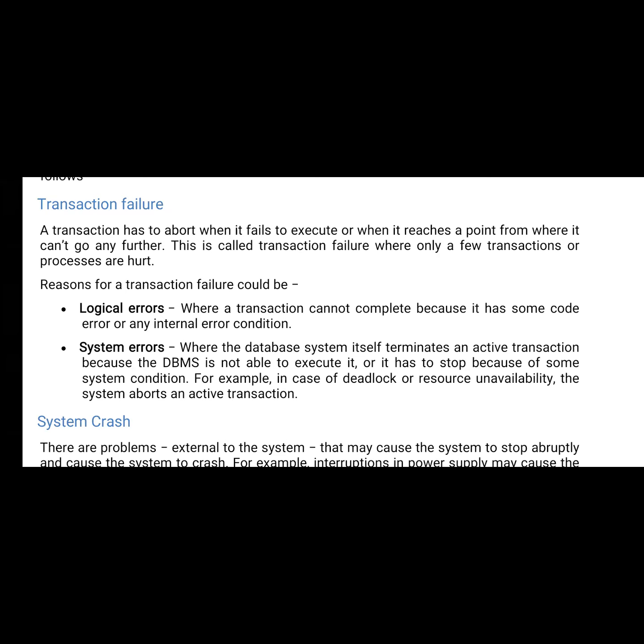Another one is the system error, where the database system itself terminates an active transaction because the DBMS is not able to execute it, or it has to stop because of some system condition. For example, in case of deadlock or resource unavailability, the system aborts an active transaction. What is a deadlock? Whenever the requested resource cannot be assigned to the particular transaction, there is a chance of a deadlock occurring.